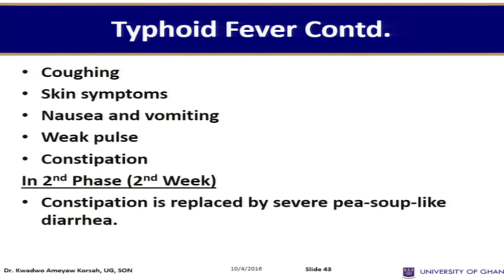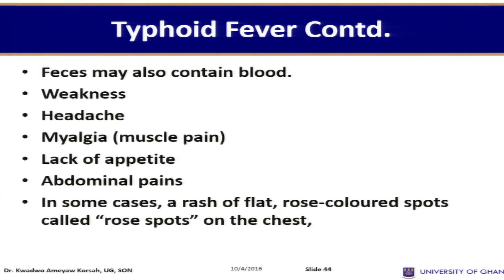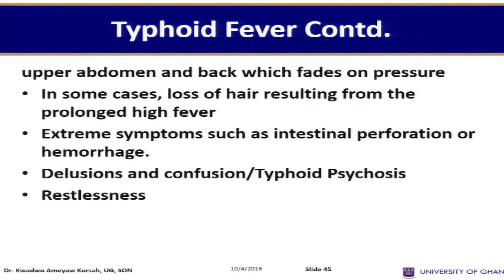And then in the second week, that's the second phase, constipation may be replaced by pea soup-like diarrhea, and then feces may contain blood, weakness, headaches, muscle pain, lack of appetite, abdominal pain is also likely to occur, and then we may have blue spots on the chest and other parts of the body, and upper abdomen and back, which fade on pressure.